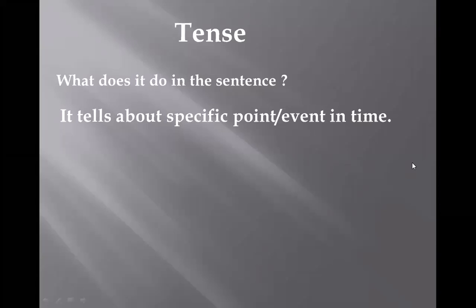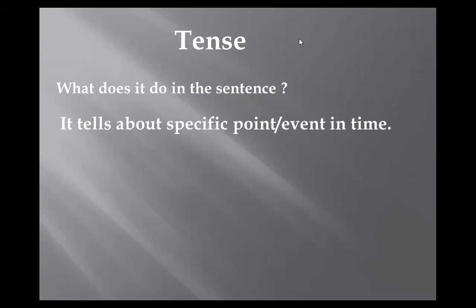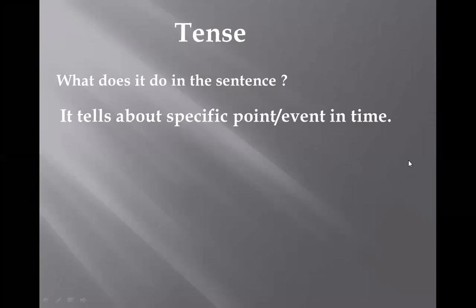And the sentences, as you have done in the basics, are formed with the help of words. These should be meaningful. Ultimately, if they are conveying the meaning, they are absolutely correct. So we need to understand how sentences are formed. So what does it do in the sentence? What is the role of the tense in the sentence? It tells about a specific point or event in time.